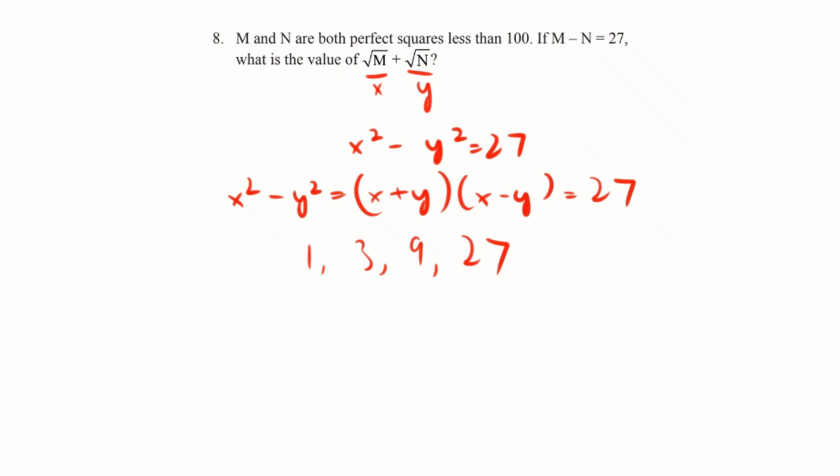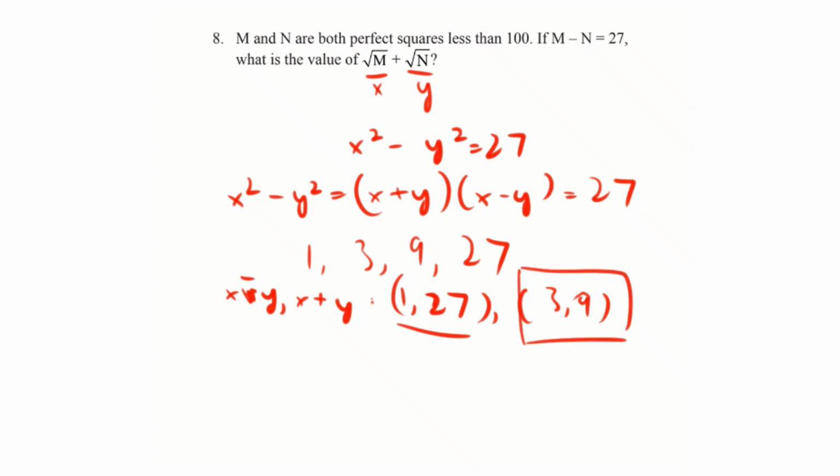So x plus y times x minus y. We need to find such pairs. So x plus y, x minus y can be either 27 and 1, or it can be 9 and 3. Now 27 and 1 is impossible. Since m and n are both less than 100, x and y, by implication, must both be less than 10, so x plus y cannot exceed 20, so 27 doesn't work. Oh, and I suppose this should be x plus y, this should be x minus y. In any case, that leaves 9 and 3 as the only option, so that makes x plus y equals 9.